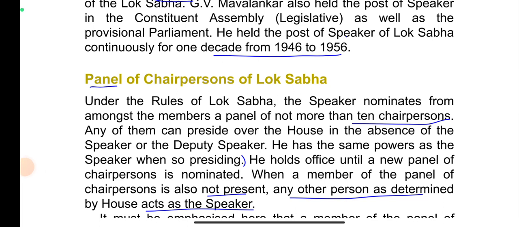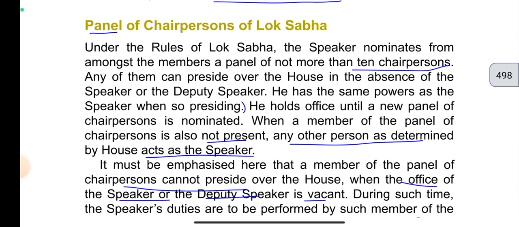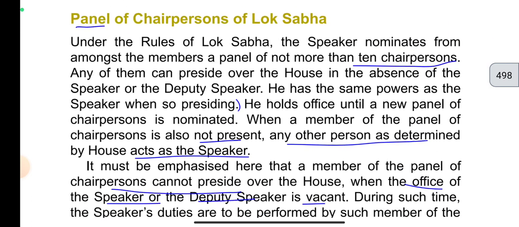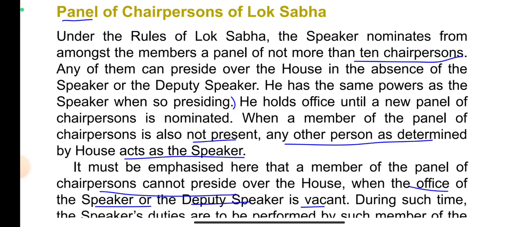So, panel of chairpersons of Lok Sabha. Under the rules of Lok Sabha, the Speaker nominates from amongst the members a panel of not more than 10 chairpersons. Any of them can preside over the House in the absence of the Speaker or the Deputy Speaker. He has the same powers as the Speaker when so presiding. He holds office until a new panel of chairpersons is nominated.